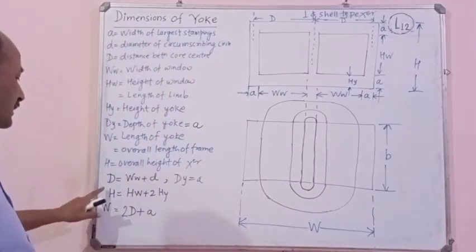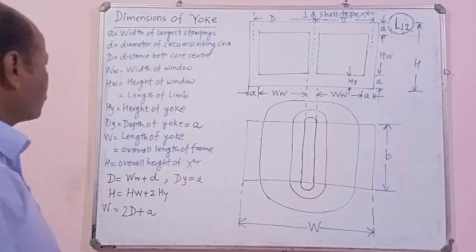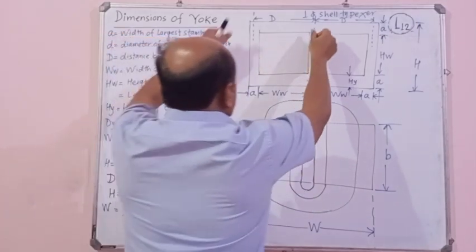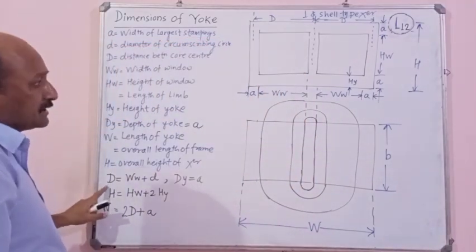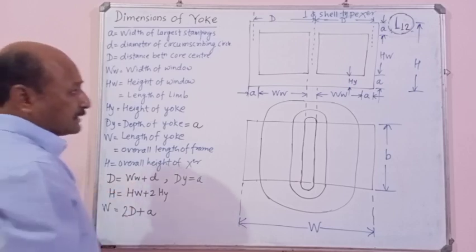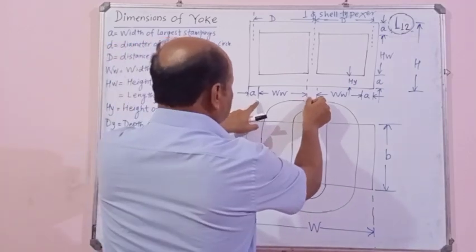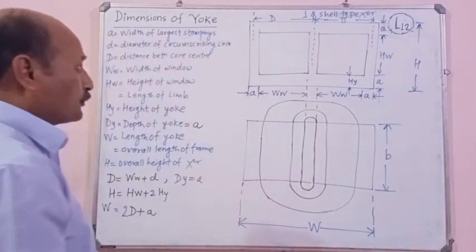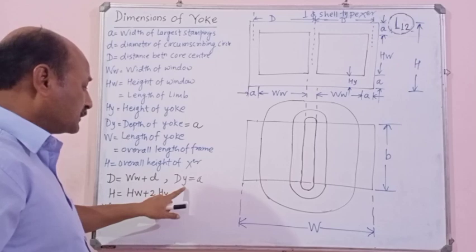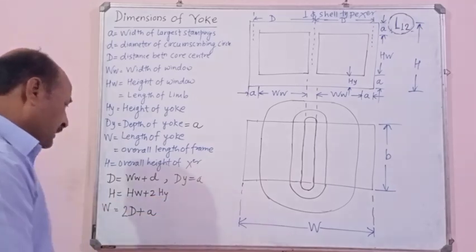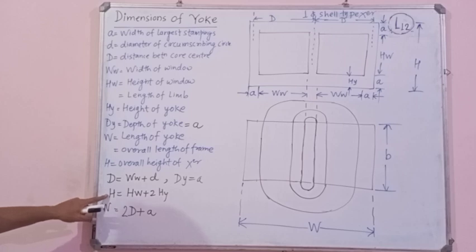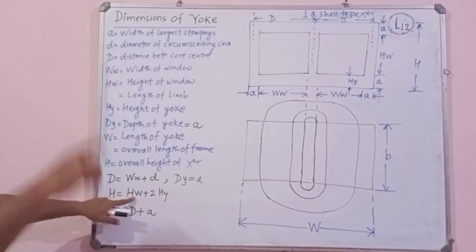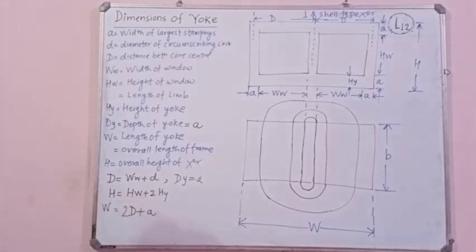Then we have the capital D. Capital D is nothing but the distance between the core centers. So the distance between the core center plus the distance between the core center is equal to the width of the window plus depth of the window. So this one is nothing but the width of the window. Then we have Dy, where Dy is equal to A, that is the depth of the yoke. The next relation is the overall height of the transformer. Overall height of the transformer is nothing but the height of the window plus 2 into height of the yoke.